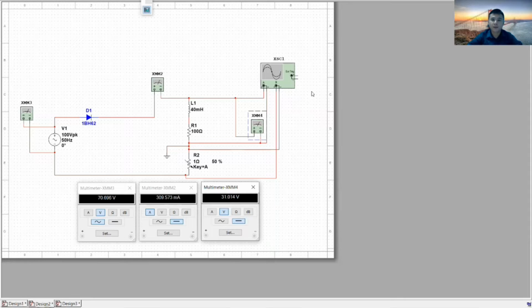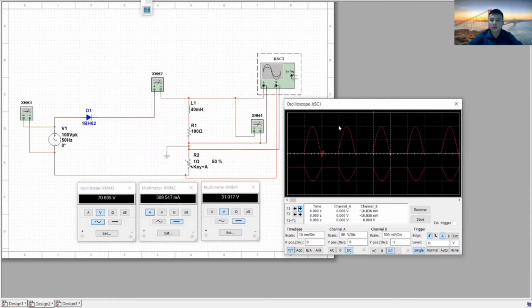Then the last one, we can see the voltage output from the load that we obtain in this load. Next we'll see the voltage output from this oscilloscope. In this case, I'm using 50 volt per division, so we can easily obtain the peak-to-peak voltage by moving the cursor.